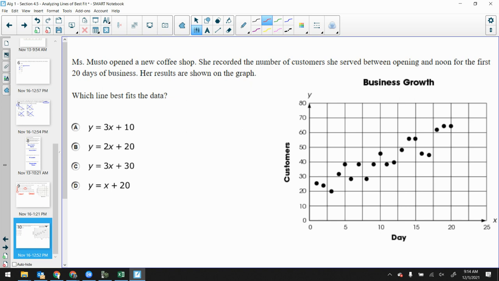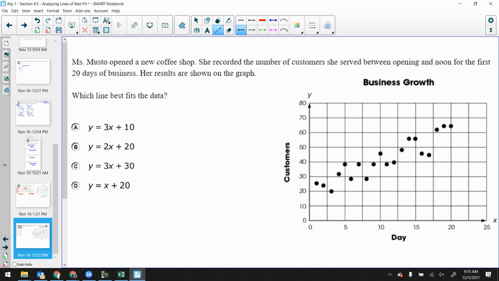Let's look at this last example with the last 3 minutes. Let's look at this last example here. This is what you have on your page. This is actually a throwback to yesterday because I know a lot of people didn't do number 9, so I wanted to put one more on there like this one. We got Miss Musto, who opened a new coffee shop. She recorded the number of customers she served between opening it and noon for the first 20 days of business.